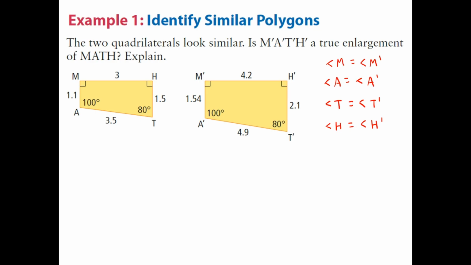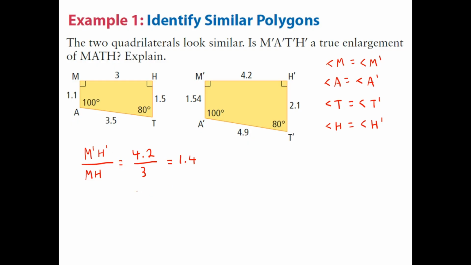So let's get started here. Let's start with the side MH. Which side on this shape will be corresponding to it? If you look, it would be this side here, M prime to H prime. So I'm going to take my side for M prime to H prime and divide it by my side for M to H. The length for M prime to H prime is 4.2, and the length for MH is 3. If I divide that, 4.2 divided by 3 equals my scale factor, and in this case, that's going to be 1.4.